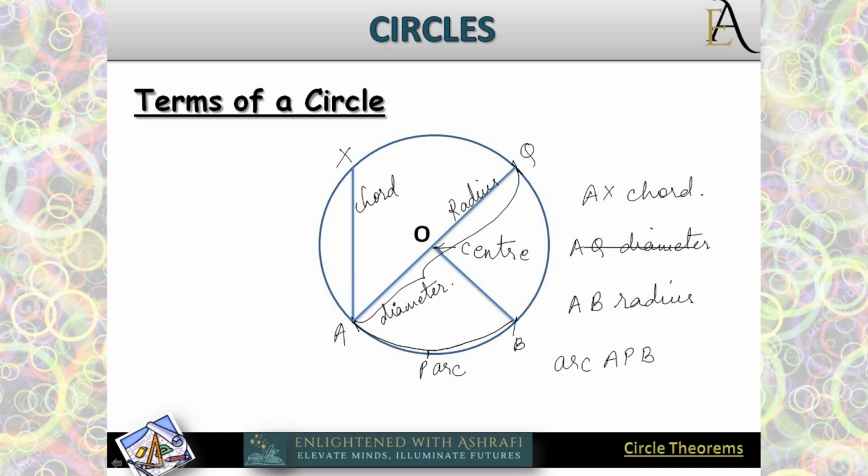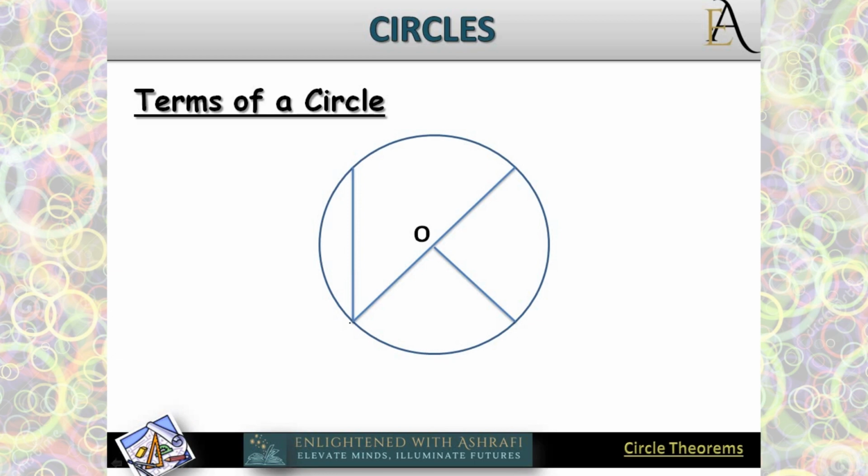Apart from this, we have sector. Let me erase this. I have a radius and an arc. So the area between this is known as sector. Okay, so here if I have AOB, then sector AOB means this area.